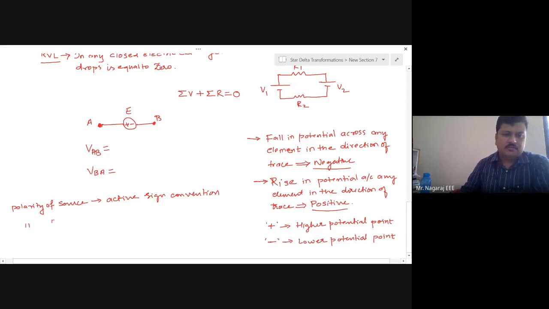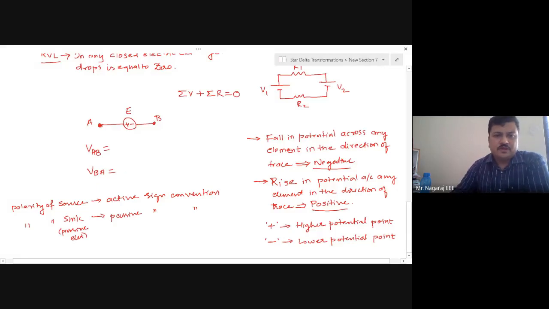Then the polarity of sink. Sink is what? A passive element. Source is one which will give out the power. Sink is one which will receive the power. This is called passive sign convention. Active sign convention is independent of the current direction. Passive sign convention depends on the current direction. We'll see this further again.